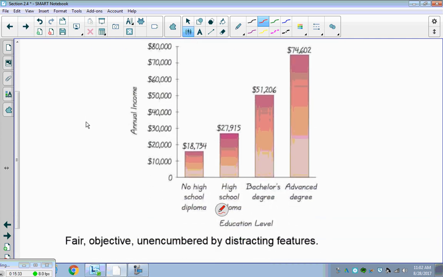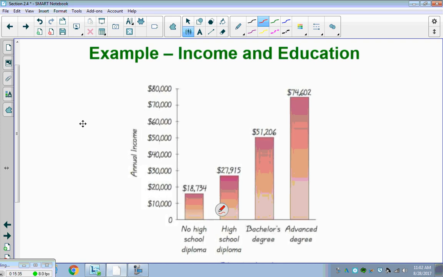Here's an example of a good way to show this same data. Okay. Very clear, to the point, good scale. Most of the ink is used for the data itself. When we look at this being at 18.7 and this being at 74, it really is 4 times as much, as it should be. Okay?